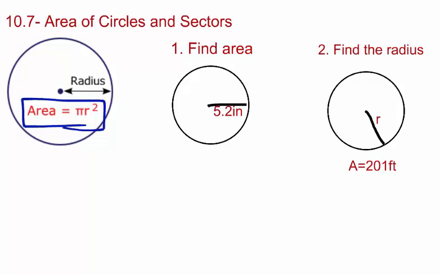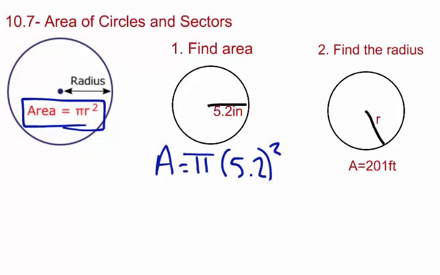All right, moving right along, the next section is area of circles and sectors. The area formula is listed right here. Area equals pi r squared. That one is also on your formula sheet. You do not need to memorize it. There is no formula with the diameter, so you do need to have your radius.